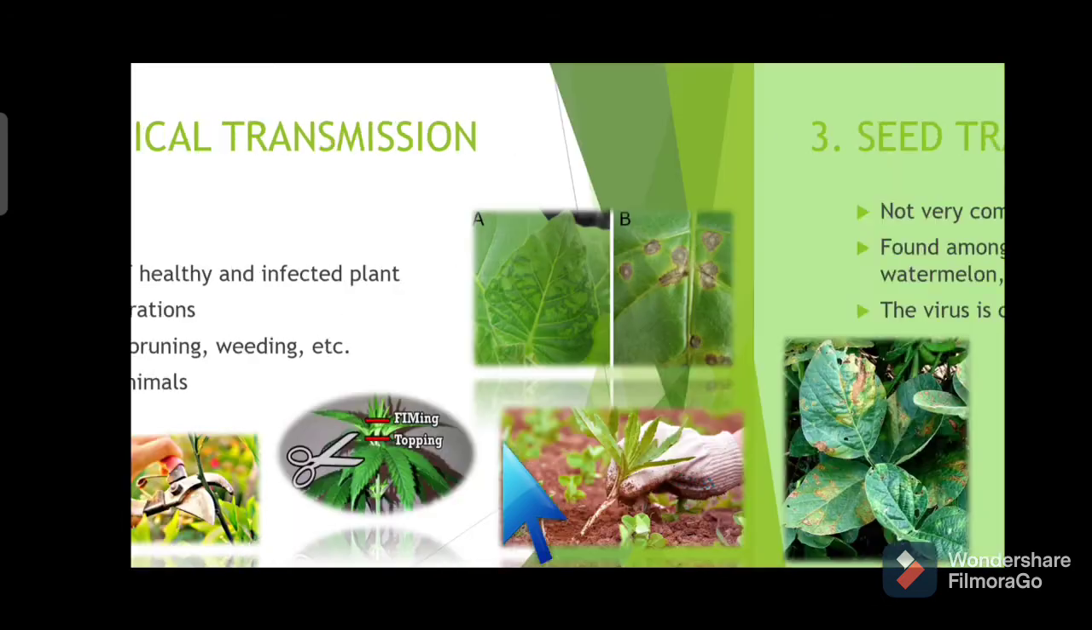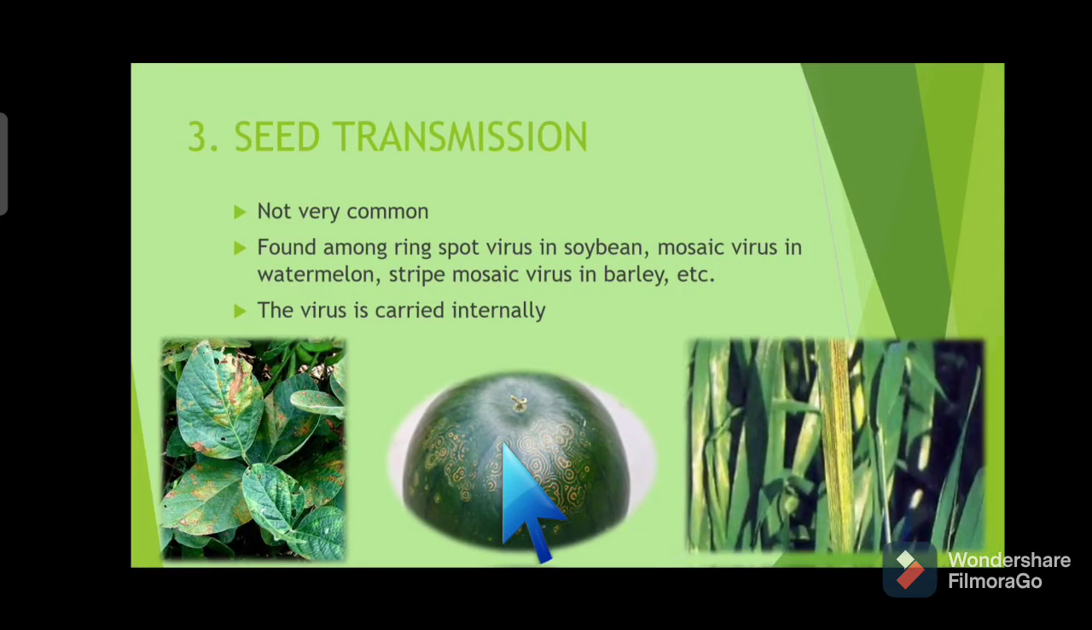So the next one here is seed transmission. Seed transmission of viruses is not very common, but fewer than 1,000 viruses have been reported to be transmitted through infected seeds. And this type of transmission is commonly found among the ring spot viruses. Here, the first figure shows the symptoms of ring spot virus in soybean plant.